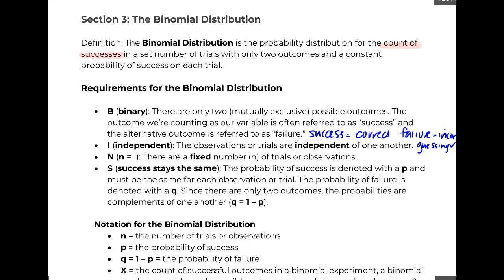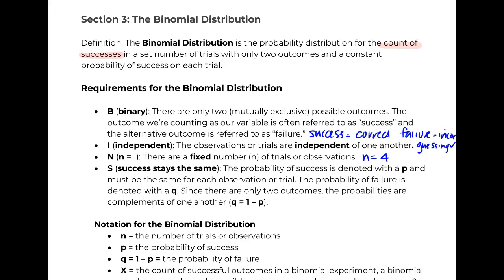We need a fixed number of trials. So in this case, we were looking at 4 different questions. This would be different if you could keep doing problems until you got something right, or you kept doing problems until you got one wrong. In that case, we wouldn't know exactly how many it took. But in this case, we had a set number of 4.